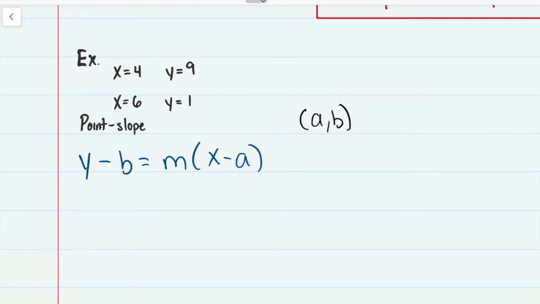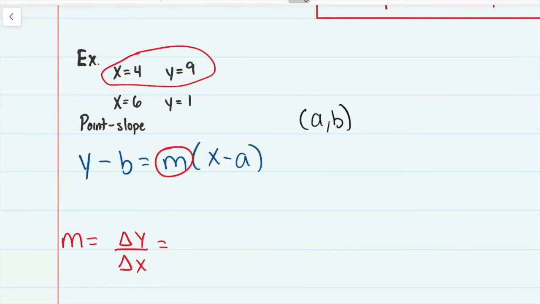Well, the first thing we have to do, guys, is let's find the slope. The slope, remember, it's m. We've got to find the slope, which, don't forget, is the change in y over the change in x. So you can pick whichever y you want first. I'm going to call these my first points, and these will be my second points.